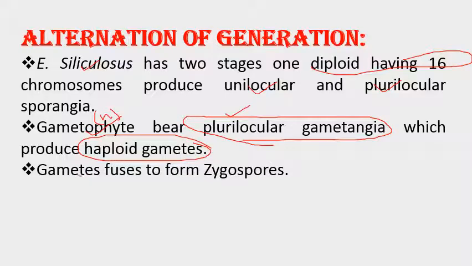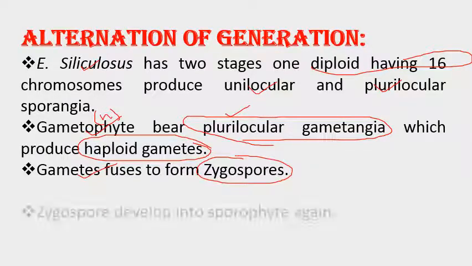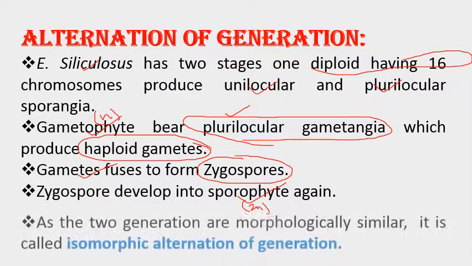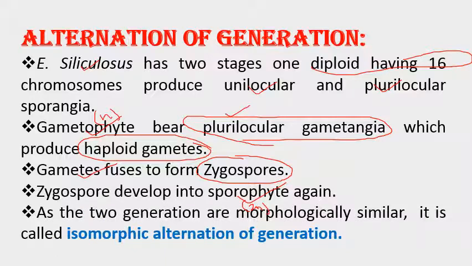And then gametes fuse to form the diploid structure, which is known as zygospore, and zygospore develops into sporophyte again. So sporophyte with a diploid plant body. As the two generations are morphologically similar, that is the gametophytic generation and the sporophytic generation, that's why this is known as isomorphic type of alternation of generation.